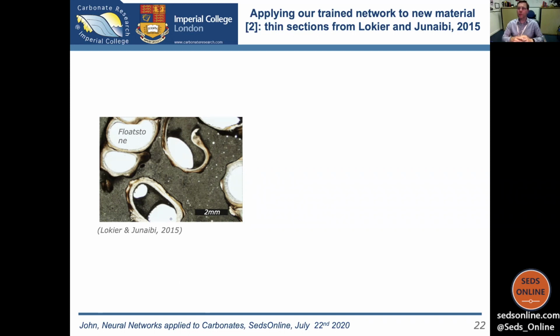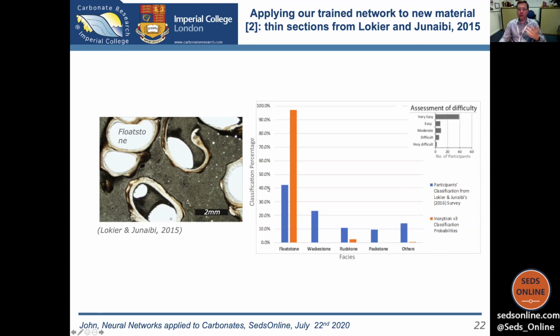And we gave it essentially one of the thin sections of the Lockier and Janabi paper. That's a floatstone, okay? And long story short, in blue, you have the results published in the paper. That's the human classification. Only 40% of the participants thought it was a floatstone, but everybody said it's very easy, okay? And then you have wackestone, mudstone, packstone, etc. What the network does is it outputs a probability of this being a floatstone that exceeds 98%. So it's pretty confident it's a floatstone, and at least in this case, it's correct. So again, the network surprisingly does very well on this type of material.